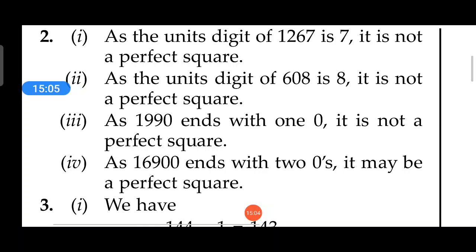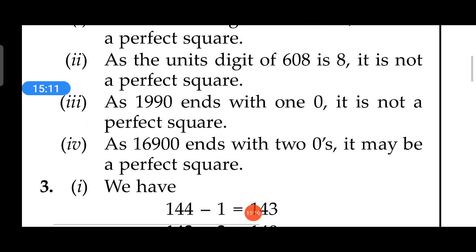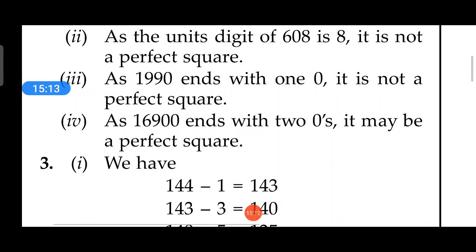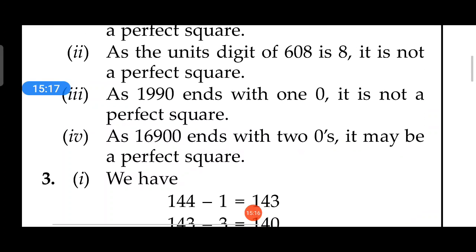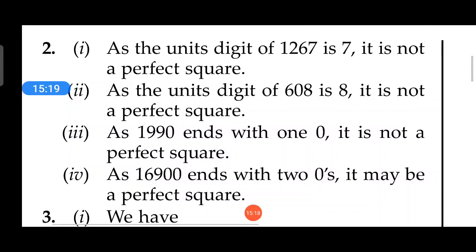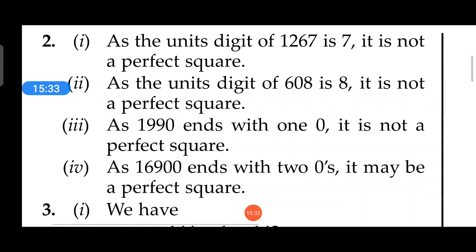Unit digit of 608 is 8. It is not a perfect square. 0 is not a perfect square, and 16,900 may be a perfect square. So here we have to see the last digit. Sorry for the correction, here 780. Okay, so the last digit we have to see. If it is 7, 8 or 0, it is not a perfect square.